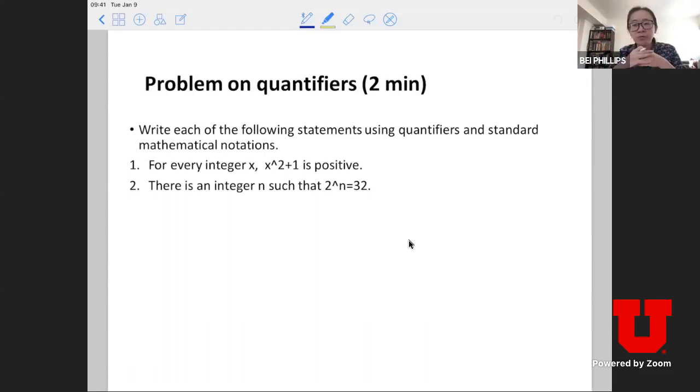Okay, one more thing to remind everybody, quiz number 1 is essentially on chapter 1 of the textbook. It's on number sequence and it's on propositional logic. So this thing here is x squared plus 1. This here is 2 to the power of n.